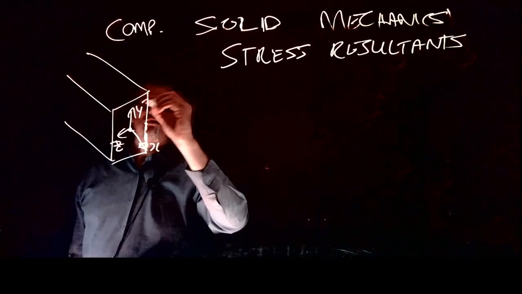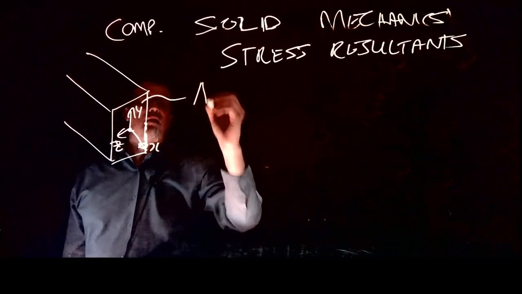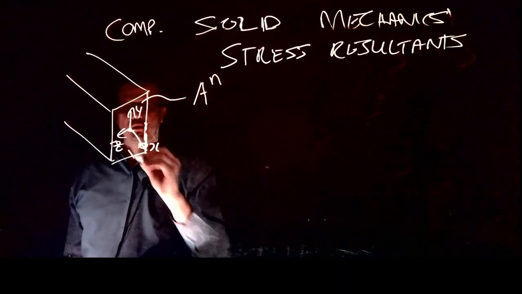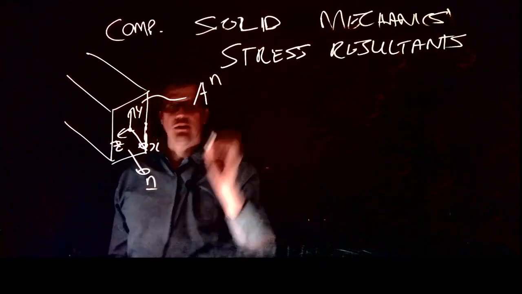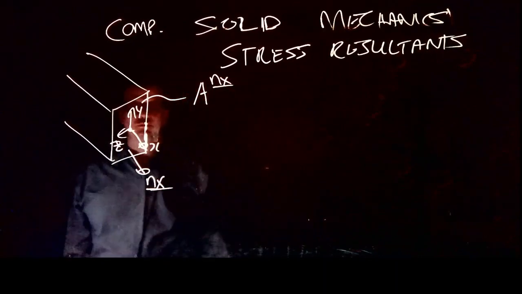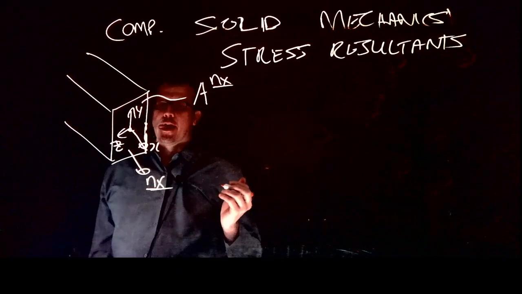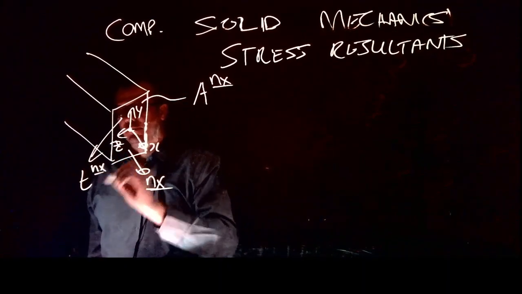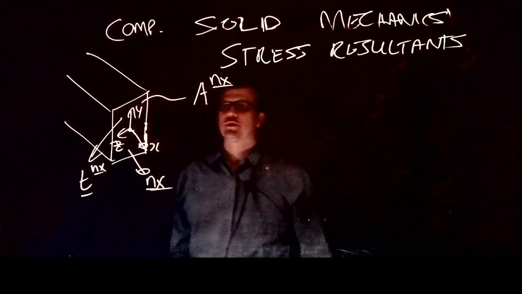And on this face, we have essentially an area associated with a normal. The normal is then in X, for instance. Okay, so that is now our face normal that we have. And then on this face, there's an arbitrary traction that's associated with NX. Okay, so the question is, what happens?